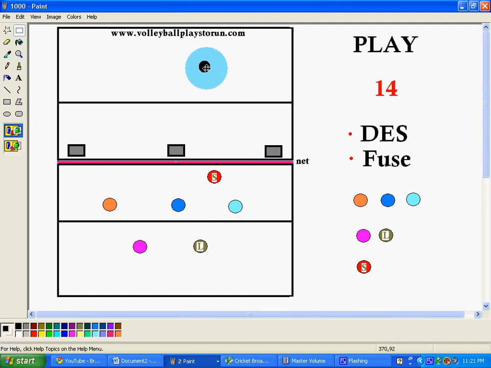The next type is where this one gets the ball. Okay, if this person gets the ball, and the setter's already there, then they give it to the setter, and just like in play 12, you're going to go right here, so the ball can be given in between the two blockers. Okay, so that's basically just what play 14 is.